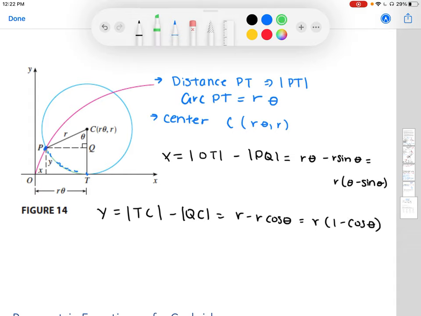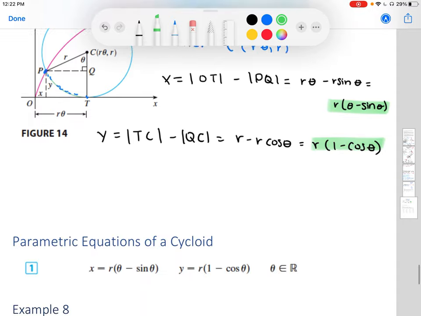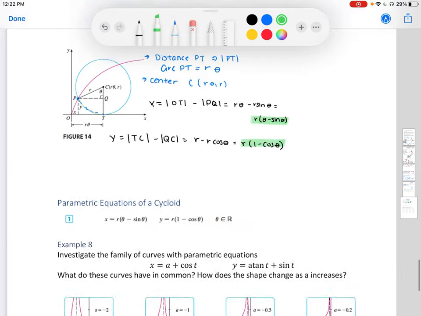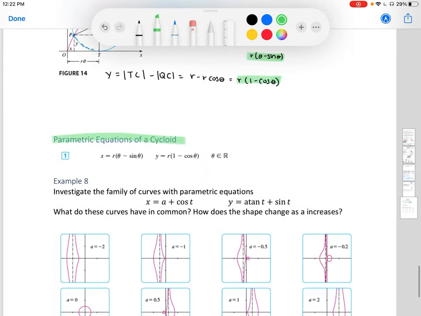Again, this is just a discovery. This is all we need to get. You can really just take it as a definition. So our parametric equations for a cycloid are x equals r times theta minus sine theta, y equals r times 1 minus cosine theta, where theta is any real number. So the shorthand for mathematics, that means element of, and that R means all real numbers. So we're just saying that theta can be any real number.